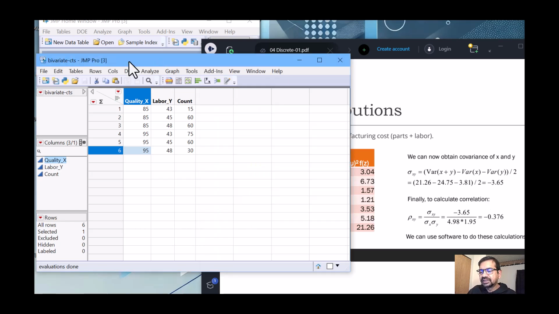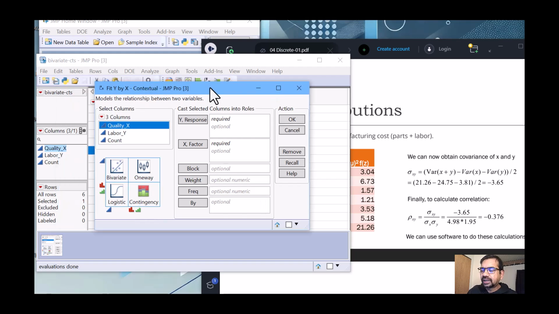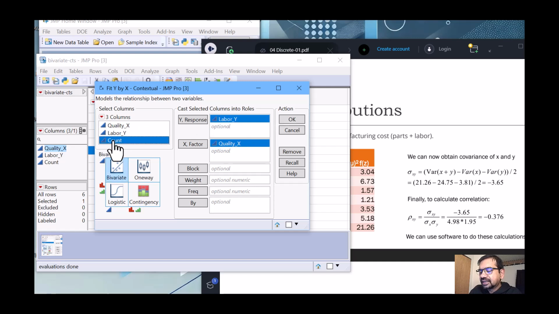In JMP, we will go to the Analyze platform again. And here we will use a new tool, Fit Y by X. Fit Y by X has several options. We'll just get a simple bivariate. This also works when you have qualitative data, but here we have quantitative data as both our X and Y variables are in dollars. They're actually costs that we can expect from labor or from parts. So I'm going to move my X to X, my Y to Y, and we'll drag our count to our frequency like we did before as well.